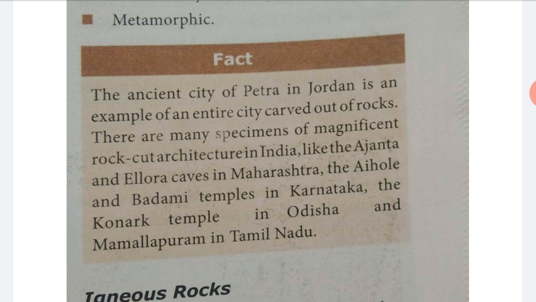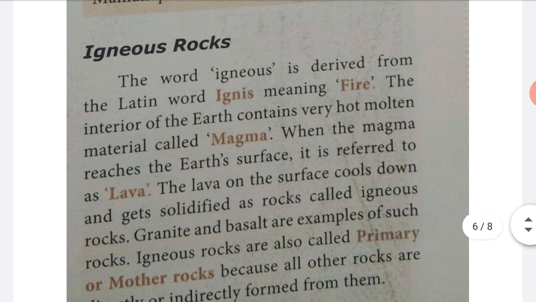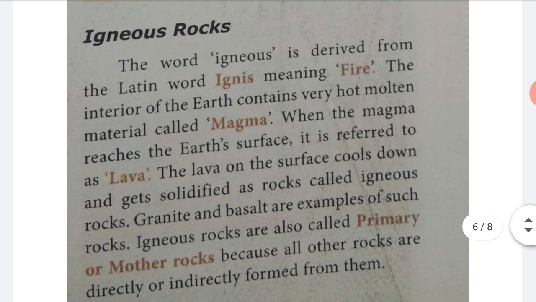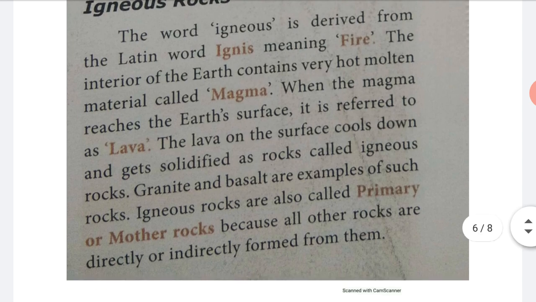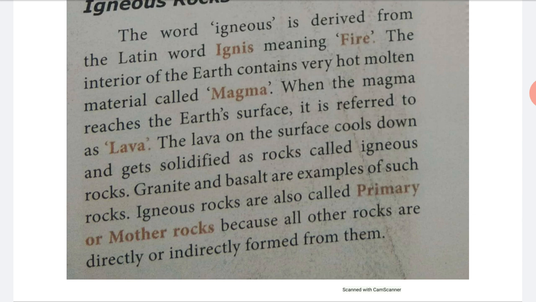Next we go to igneous rock. Igneous is derived from the Latin word ignis, meaning fire. The interior of the earth contains very hot molten material called magma. When the magma reaches the earth's surface, it is referred to as lava.